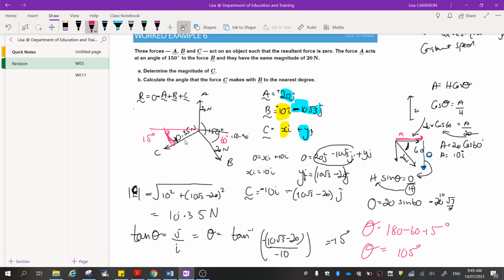Not hard. Just remember every vector can be broken down into an i and a j component, and then you can use that to find out anything else you want.